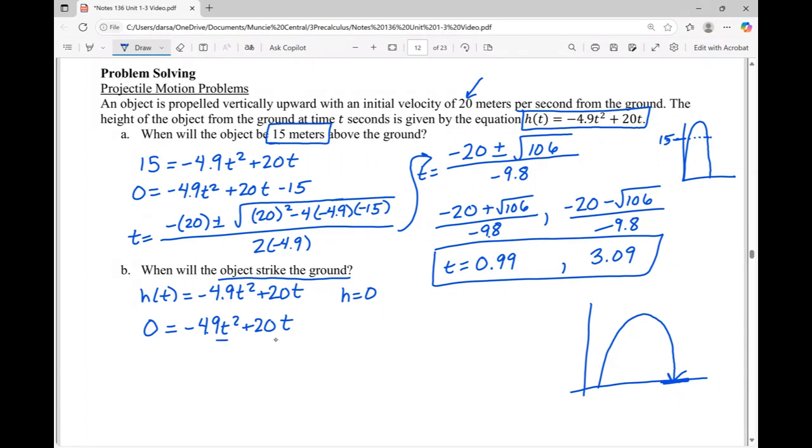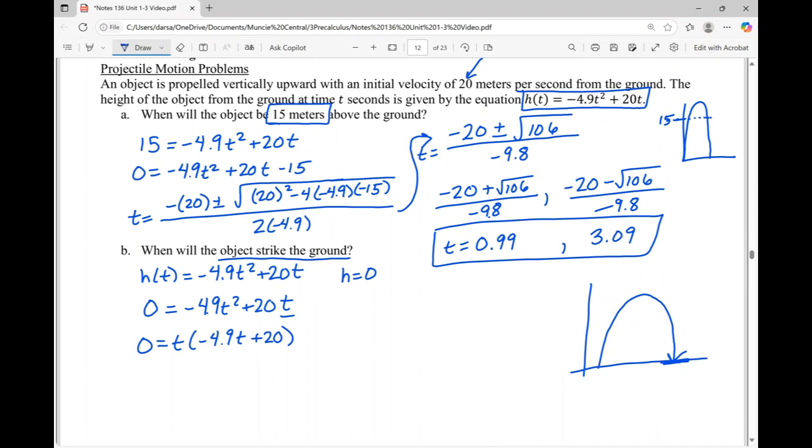And a lot of students forget this kind of factoring. What matches in both of these? What can we take out into the front as a greatest common factor? Well, a t. So we can take a t into the front of this and get negative 4.9 t plus 20. And then we will set each factor equal to 0.